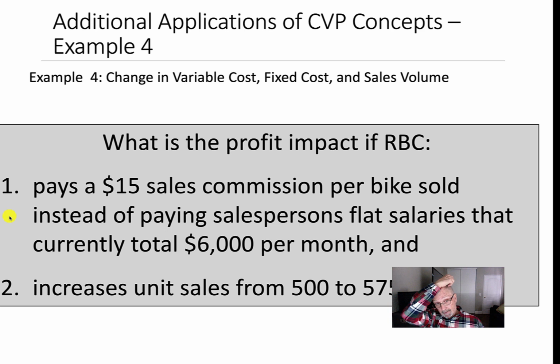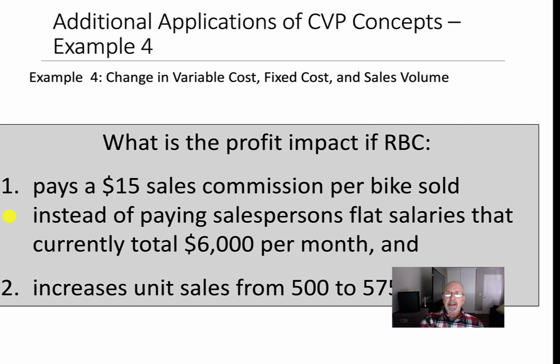Number 4, pays a $15 sales commission per bike sold instead of paying salespersons flat salaries that currently total $6,000 a month, and increases unit sales from 500 to 575 bikes. Well, the second part is easy. We're assuming we're going to have an increase in sales of 75 bikes.